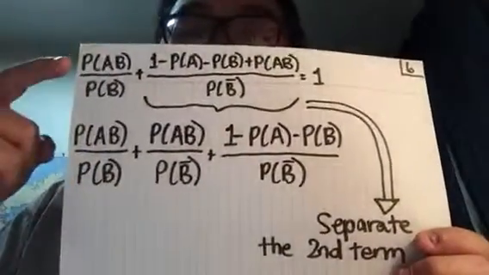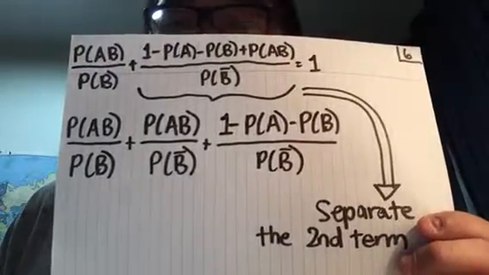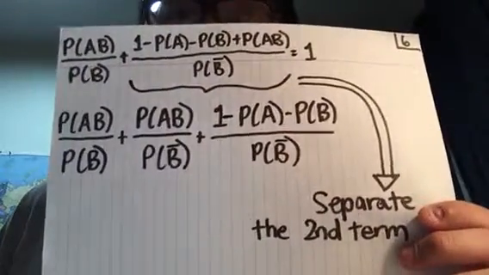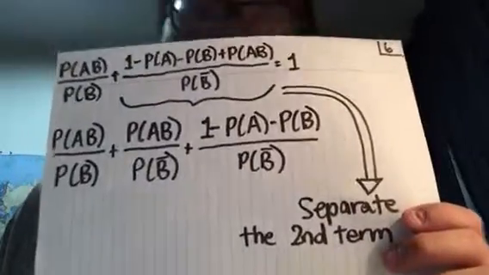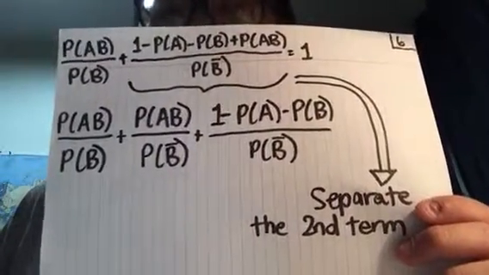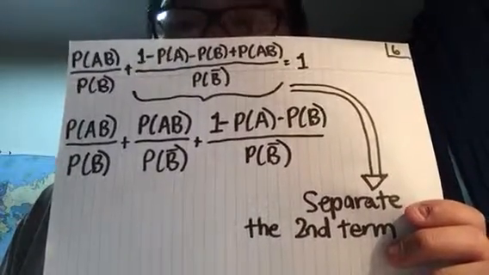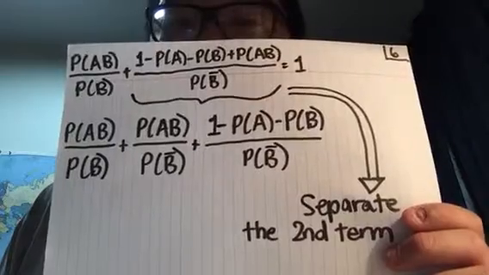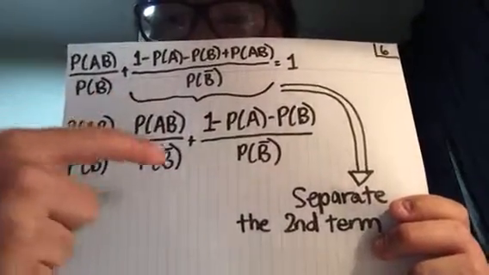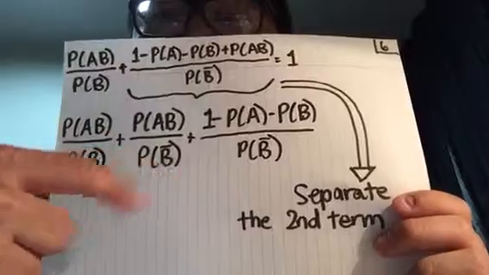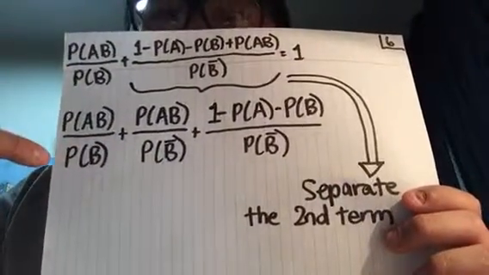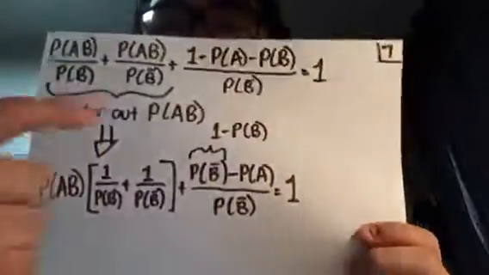Okay, so we're going to continue on from the previous conversion right here. Again, we're going to mess with the second term. We're going to separate it, in fact, into the probability of AB over the probability of B bar, plus the probability of 1 minus the probability of A, minus the probability of B, over the probability of B bar, as you can see right here. This whole thing is the second term. I just kind of separated it out. This is still the first term, and we're going to move on. So you can see the separated term right here.